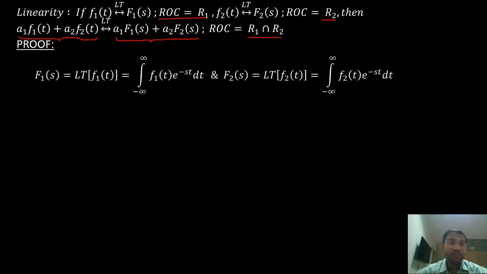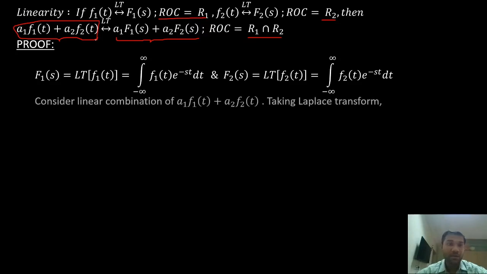So in the proof we'll have first f1 of s we can write as Laplace transform of f1 of t, which is nothing but integral minus infinity to infinity f1 of t into e power minus st into dt. This is f1 of s. Similarly, f2 of s is going to be integral minus infinity to infinity f2 of t e power minus st dt. Now we'll find the Laplace transform of the linear combination, right? We'll take the linear combination and take Laplace transform.